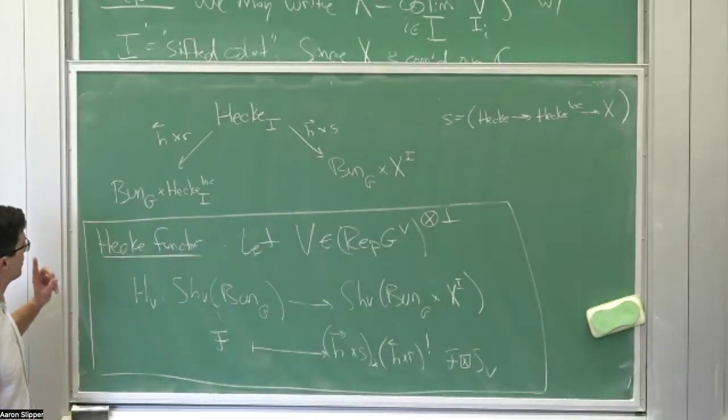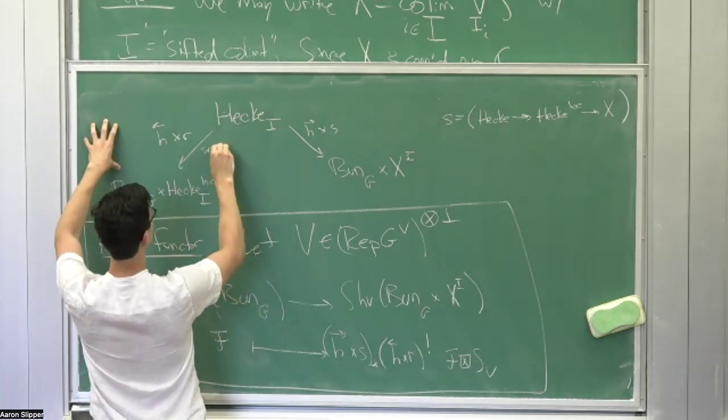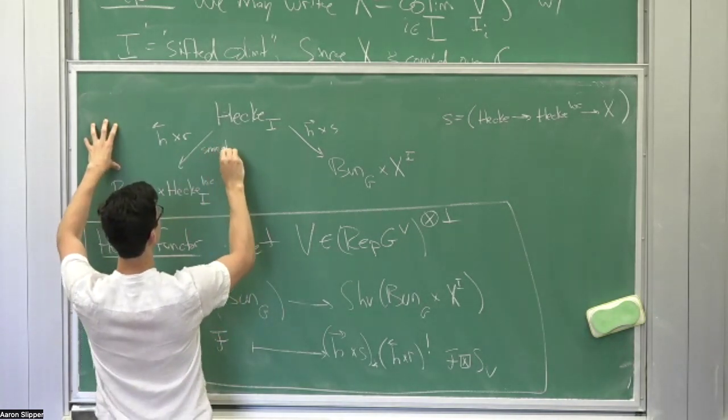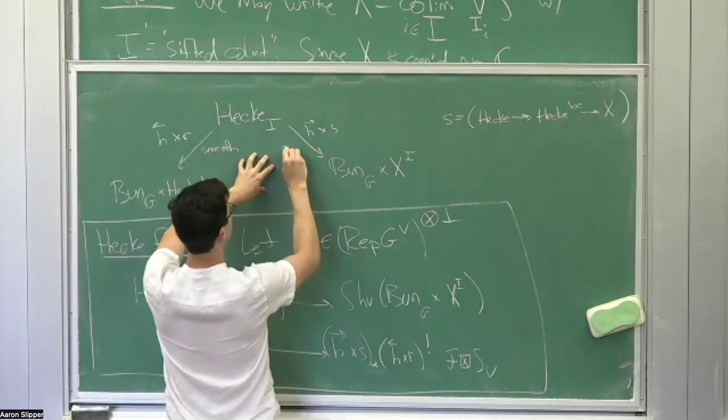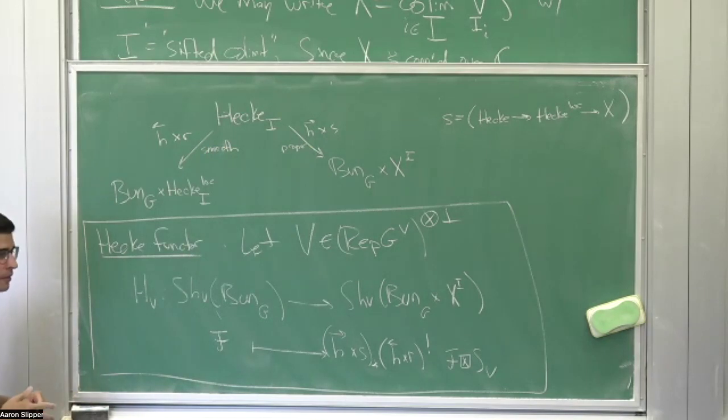And by the way, these maps have nice properties. They are smooth. So this one on the left is smooth, and on the right it's proper. So what would you mean by this? Sorry, I was. Right.